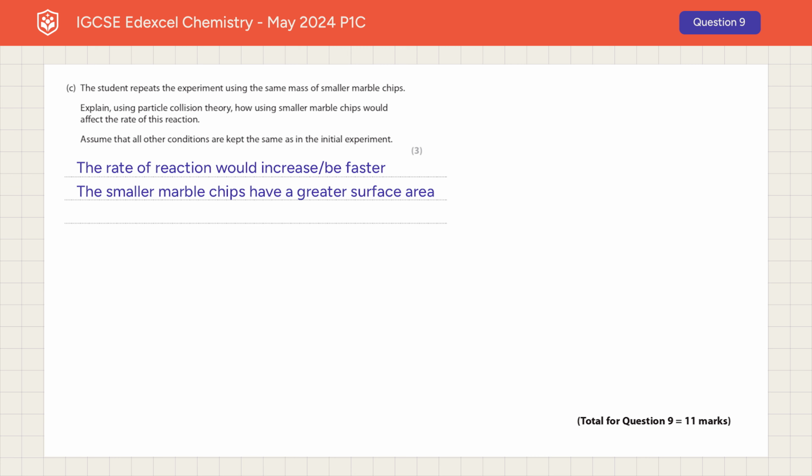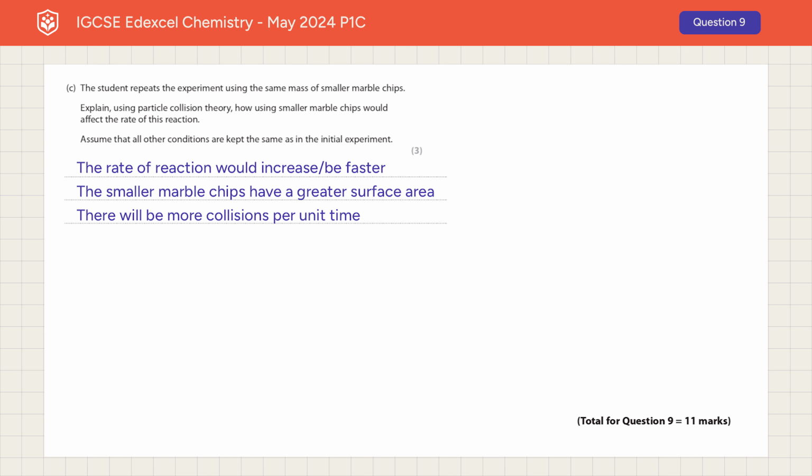According to the collision theory, for a reaction to occur, the reactant particles need to collide with enough energy. Because we now have a larger surface area, the acid particles have more area to target on the marble. This means that there will be more collisions per unit time between the acid and the marble. Since there are more frequent collisions, the successful rate of reaction goes up.